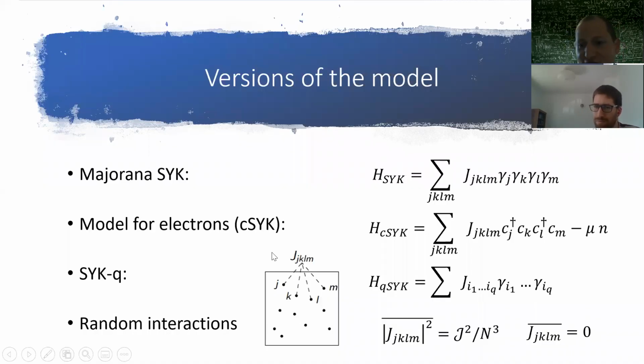Okay, so there are several versions of this model. The most popular one, especially in high energy, is the Majorana SYK. This is the Hamiltonian that describes this model. Basically, it has just the interaction term of four Majorana fermions, where there are n Majorana fermions, and each Majorana fermion can interact with any other three Majorana fermions with a random interaction J, where J is averaged to 0, and its variance is constant.